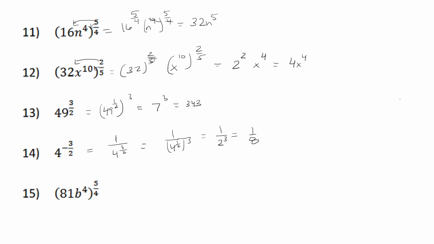And then finally, for number 15, distribute the exponent to both. So you have 81 raised to the 5/4 power times b to the 4th raised to the 5/4 power. Now, 81 raised to the 5/4, we can first do the 4th root and then raise it to the 5th power. And then for b, the 4s are going to cancel, and we're left with b to the 5th. Now the 4th root of 81 is 3. Raise that to the 5th power. And then 3 to the 5th is 243. And then multiply that by b to the 5th.